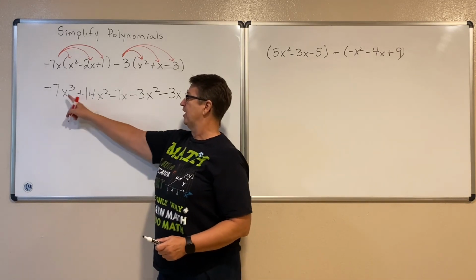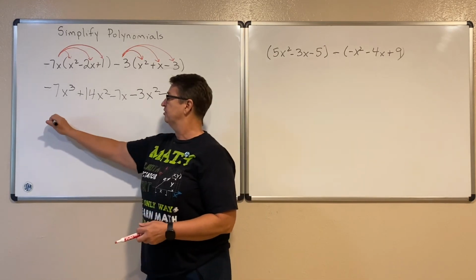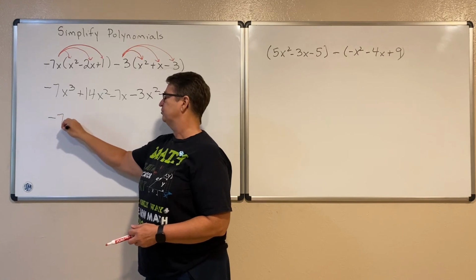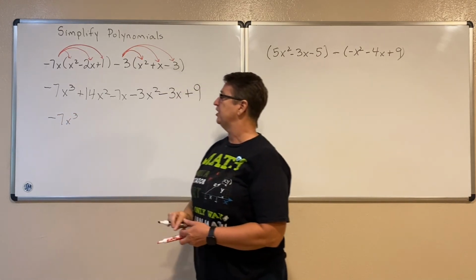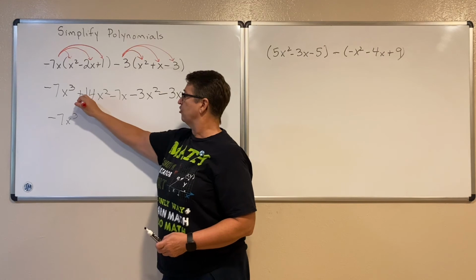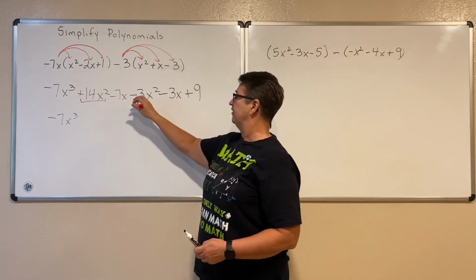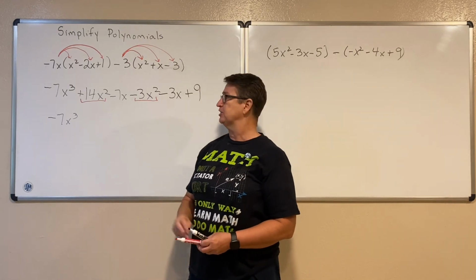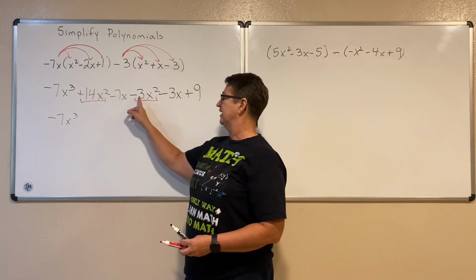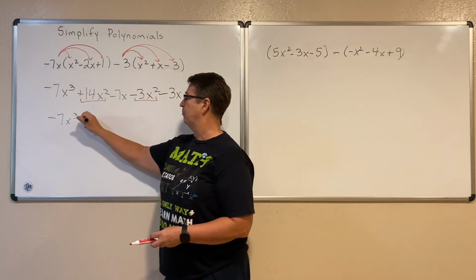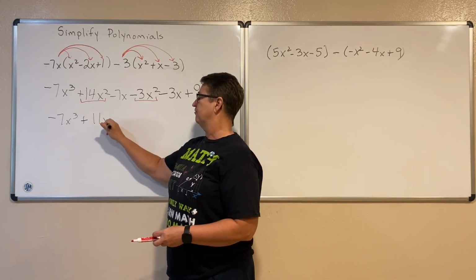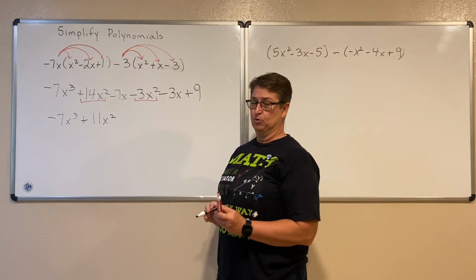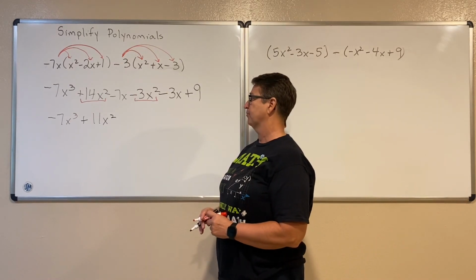Now I'm going to combine all my terms that are alike. I don't see any other x cubes, so that guy just stays a negative 7x cubed. But here I have a 14x squared, and there I have a negative 3x squared. I can combine those two. 14 minus 3 is 11, a positive 11 of those x squareds. Remember, when we add and subtract, we don't change the exponent. It's only when we multiply.